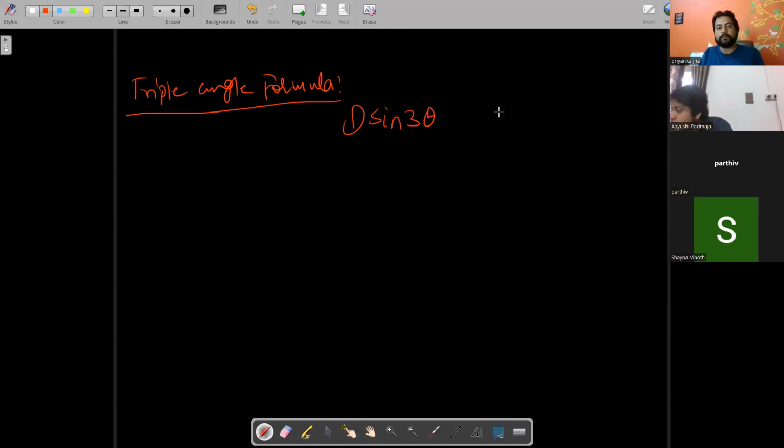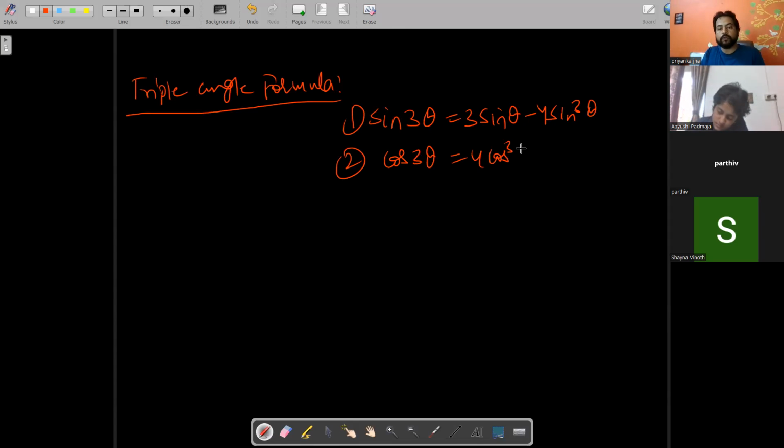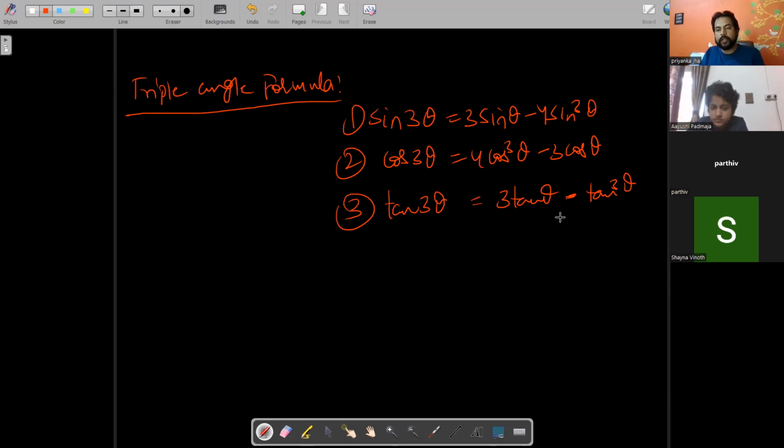Sine 3 theta is 3 sine theta minus 4 sine cube theta. Second, cos 3 theta is 4 cos cube theta minus 3 cos theta. And then tan 3 theta is 3 tan theta minus tan cube theta upon 1 minus 3 tan square theta. Remember these formulas.